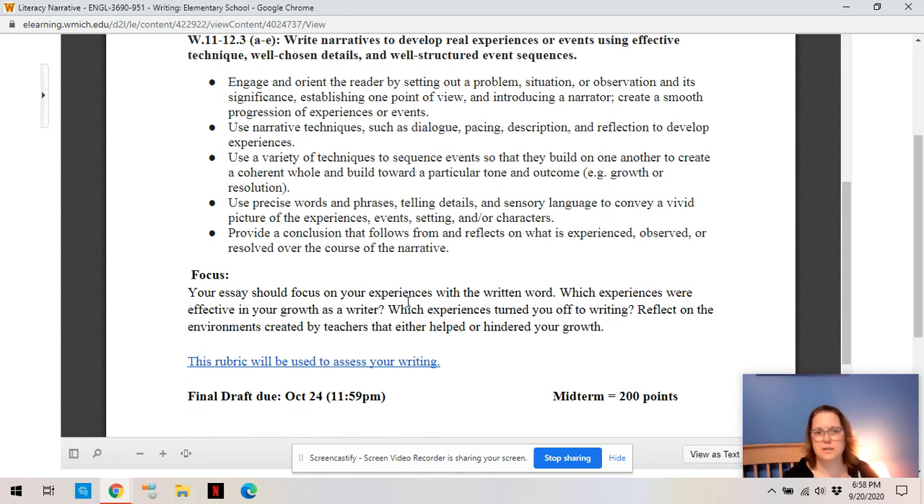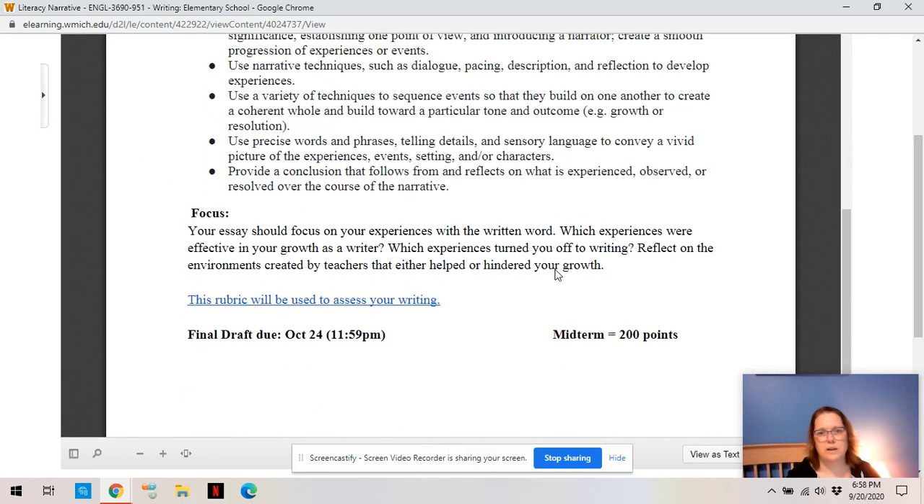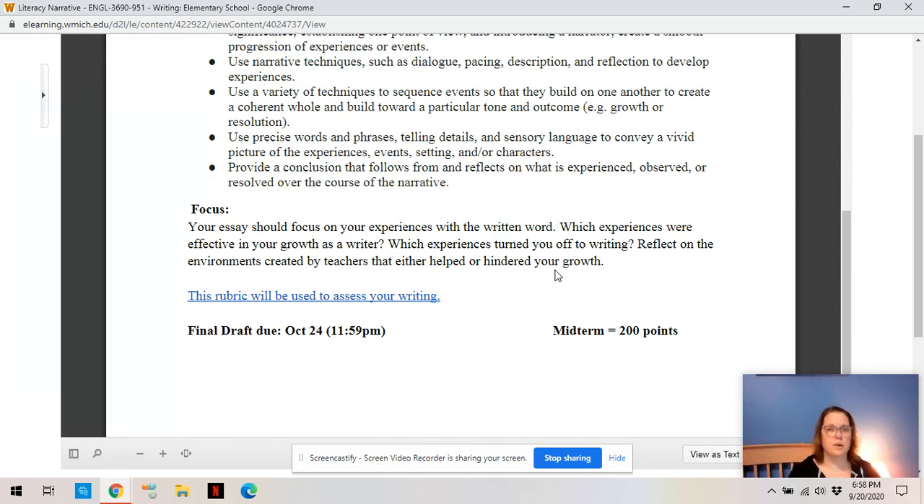Your essay should focus on your experiences with the written word. Which experiences were effective in your growth as a writer? Which experiences turned you off to writing? Reflect on the environments created by teachers that either helped or hindered your growth. It's kind of like you're telling a story, but you're also analyzing your own journey to where you are as comfort level. We're going to be looking at motivation here in a couple minutes, and that will make more sense as we go through the lecture.